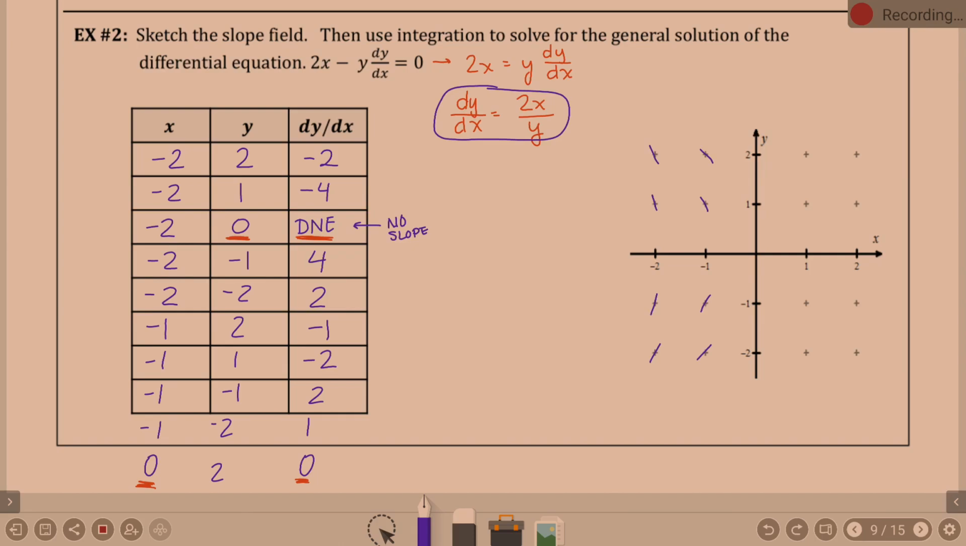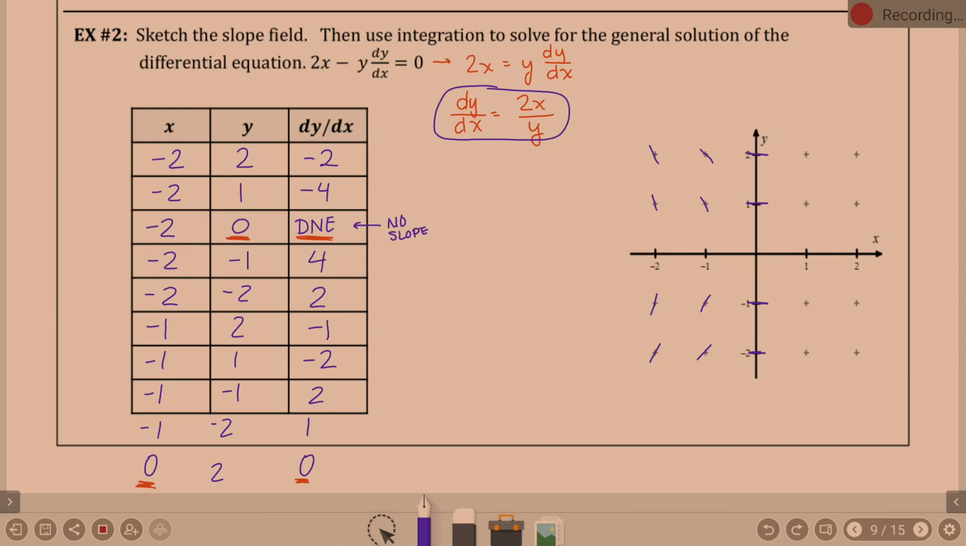Okay. Now, what about on the y-axis? I'm going to put something. What's the slope on the y-axis? It's going to be 0. When x is 0, the slope is 0. So a slope of 0 is a horizontal line. Now, I'm not going to put anything at 0, 0, just because 0 over 0 is a weird case, right? So we're just not going to put anything there.